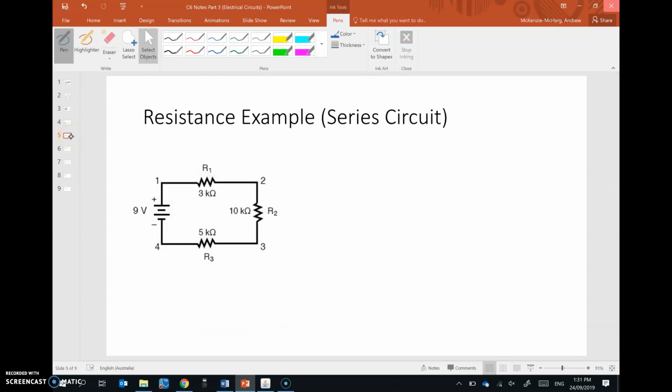So having a look at this example, you might want to pause at this stage and try it on your own. Then I'll have a go at it.